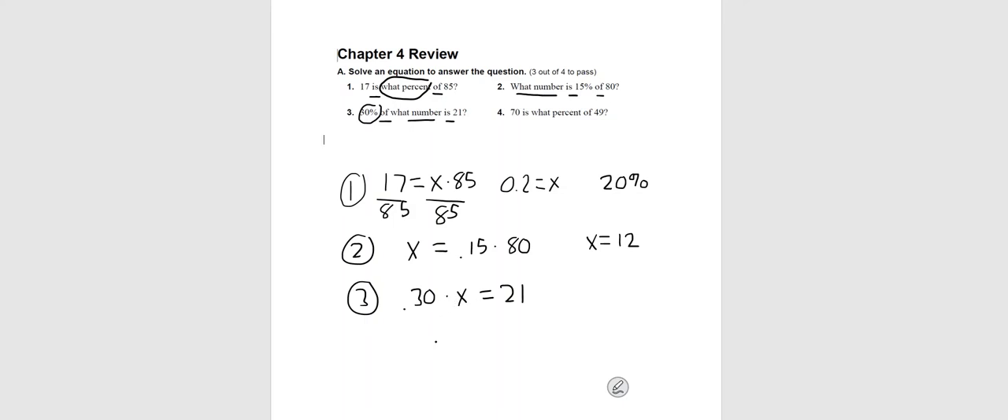To solve this for the x, to get the x by itself, we get rid of the multiplication of 0.30 by dividing by 0.30 on both sides. And if you take 21 and you divide by 0.30, you get 70. X equals 70. So 30% of 70 is 21. Okay, and then the last one on this section, number 4, we have 70 is what percent of 49?